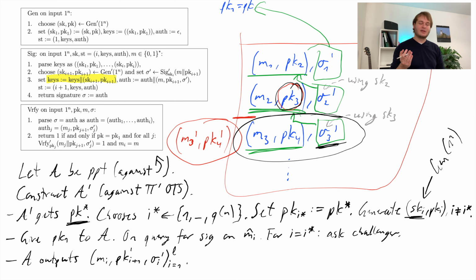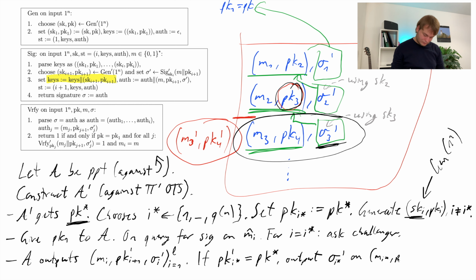So syntactically, the signatures that he's giving us need to look like a chain, like up here. Now, well, the only thing that we can hope for is that actually this whole chain of signatures at some point contains a forgery for our pk star. So let's hope for this, and if this works, then we just output this forgery. So let's talk about why this makes sense.